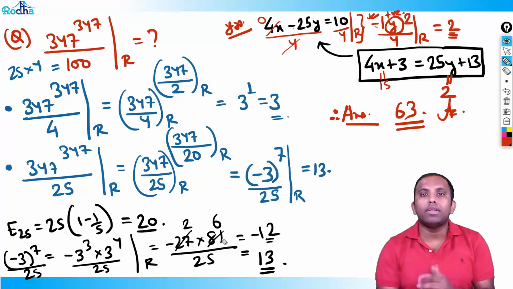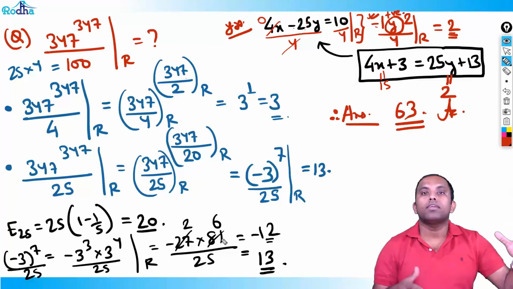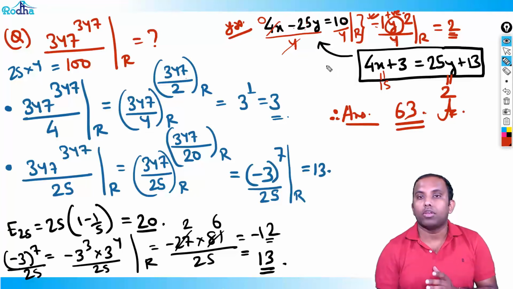Just revise it as many times as possible and solve the questions of the quiz without seeing my solution. Solve it yourself and then match the answer. You should be able to grasp this concept. It is a very important concept, not only the Chinese Remainder Theorem but this part, solving this equation, always.